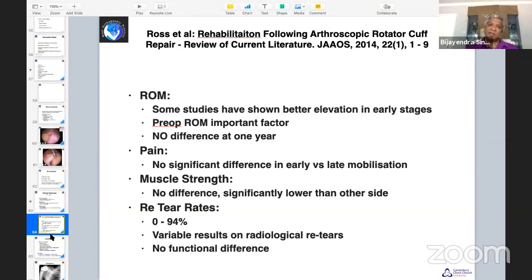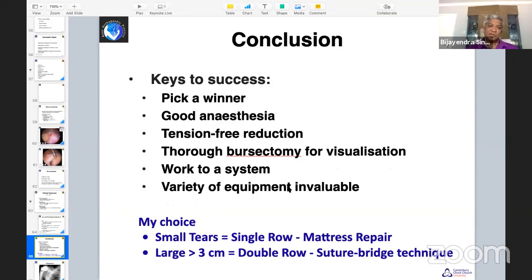And again, there is no difference at 1 year. There's no difference in the level of pain in early or late mobilization group. Muscle strength, there is no difference between early and late, but it still stays lower than the other side. And re-tear rates, these are re-tear rates on MRI scan, and this is variable and up to more than 90%. But functionally, there is no difference between them. So in fact, I now mobilize most of my patients at 2 weeks.